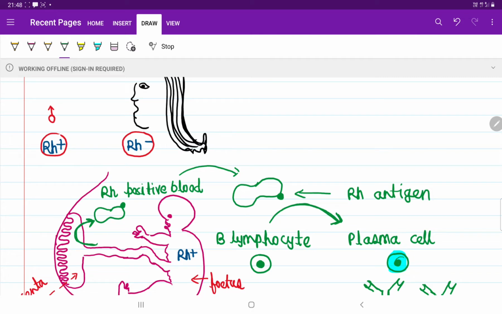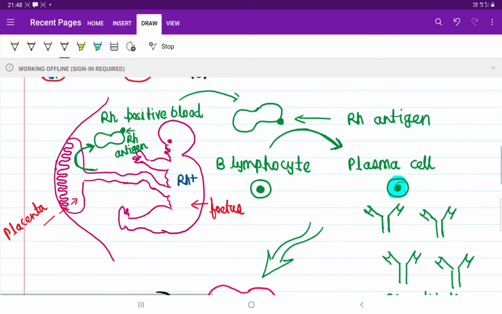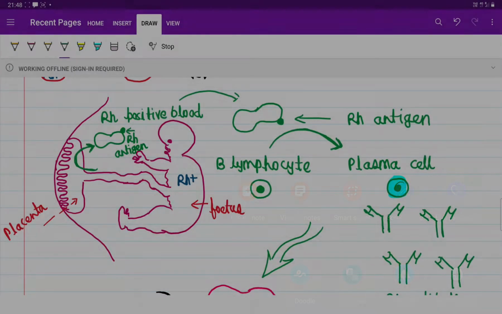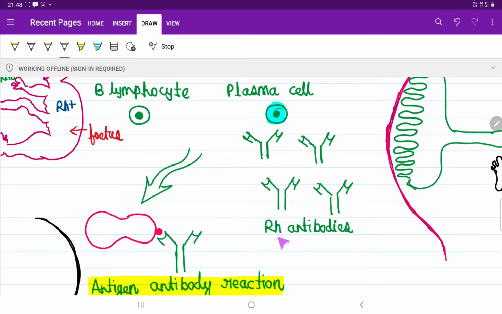Now the mother is RH negative, which means RH antigen is absent in the mother's blood. The baby is RH positive, which means its red blood cells have RH antigen. Suppose this is the RH antigen. Now if RH antigen containing red blood cells enter the mother's blood, immediately it sets off immune reactions. This RH antigen will be detected by a B lymphocyte, and the B lymphocyte differentiates into a cell called a plasma cell. This plasma cell produces a lot of RH antibodies.